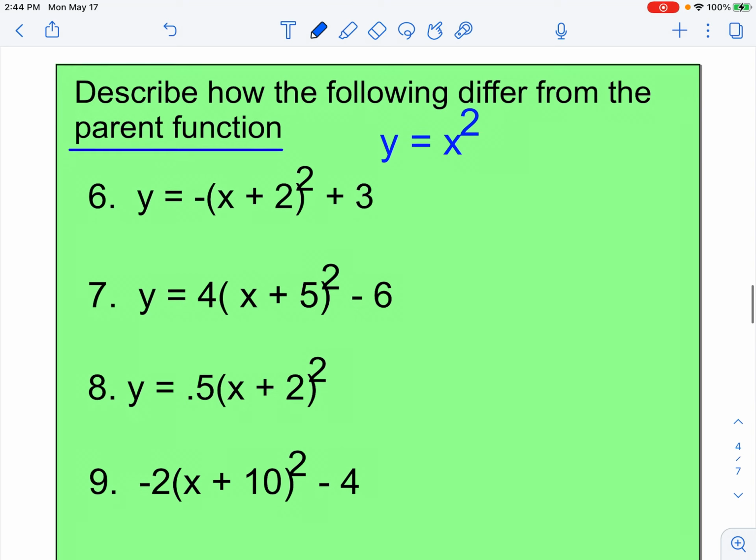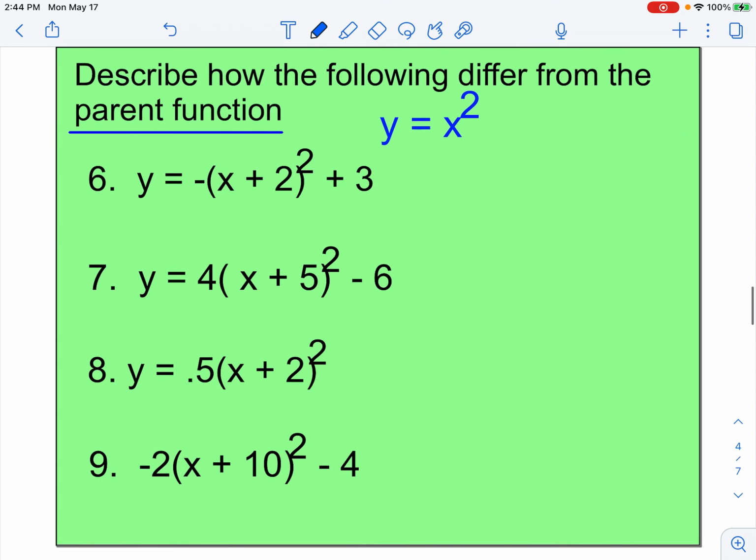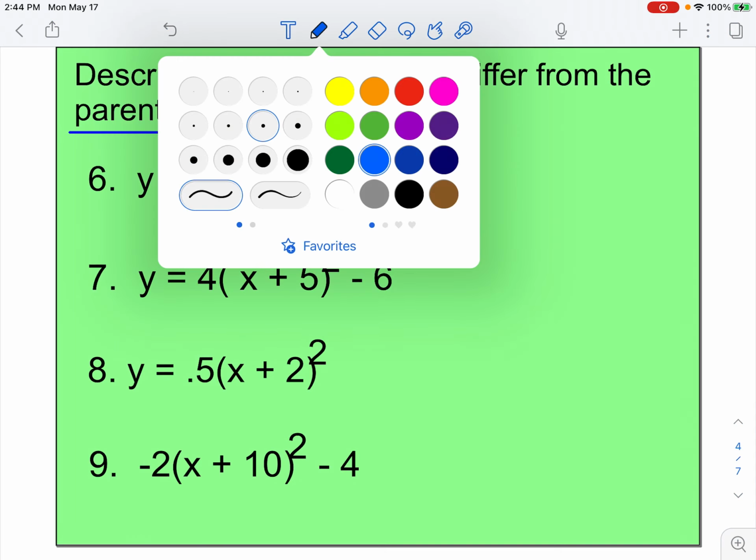You try this next. You try these next 4 right here, stop the video, get as far as you can, and then restart the video, and I will explain what the transformations are.